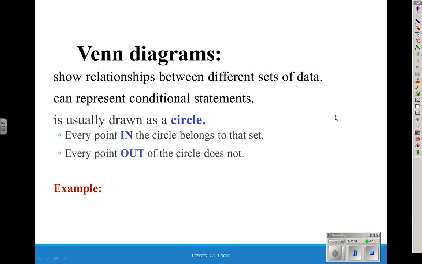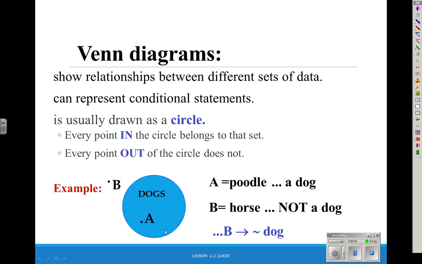So if you have this example, this is a circle that represents dogs. Item A is a poodle. Well, since a poodle is a dog, then item A is inside the circle. Item B is a horse. Since a horse is not a dog, then item B is outside the circle. Another way to represent item B is the not symbol and then dog.